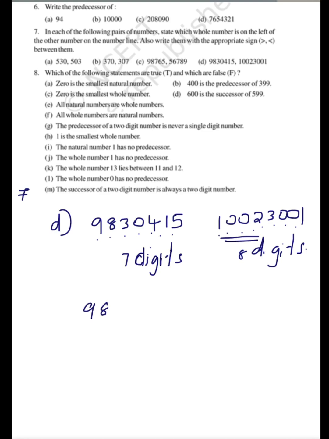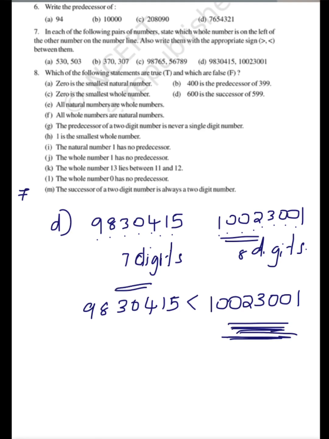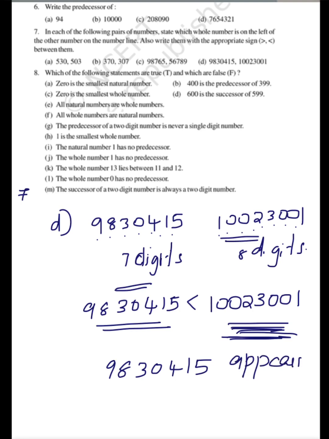So you can write 9,830,415 is less than 100,230,001. This number will be the greater number. Now one more question. Which number appears on the left of the number line? This will appear on the left. Why? Because this is the smaller number among these. So it appears on the left of the other number.